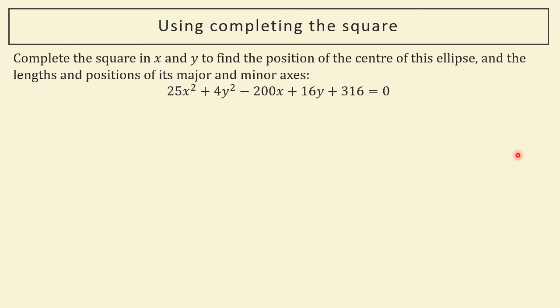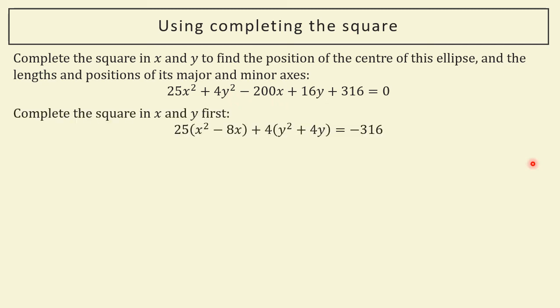We're going to take the 25 out as a factor in front of the x squared terms, because 25 will also go into 200, notice. And we're going to take the 4 out as a factor in front of the y terms, because 4 will also go into 16. So let's do that first of all. We'll just write it like that. Take the 316 onto the other side, so it becomes a negative.